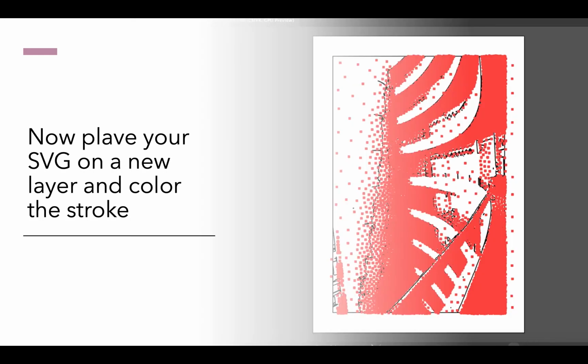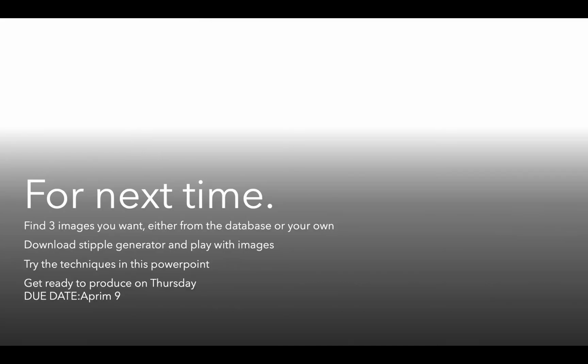Then you take that SVG that you created in StippleGen and put it over your trace in Illustrator, and there you go. That's what you have. That's the first assignment. I go over this again with another image in the next video. So that's kind of what that is.